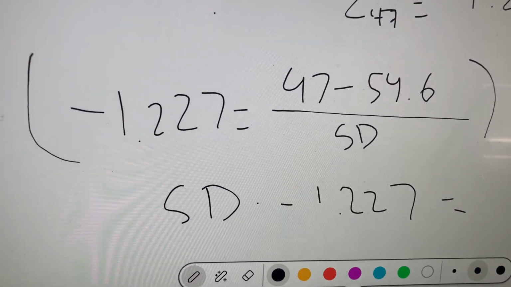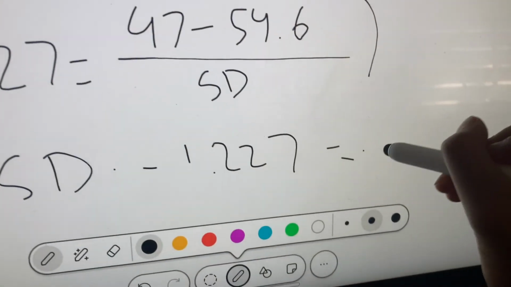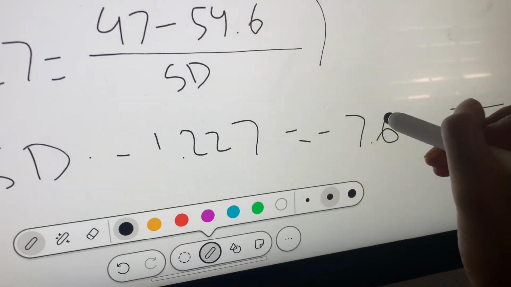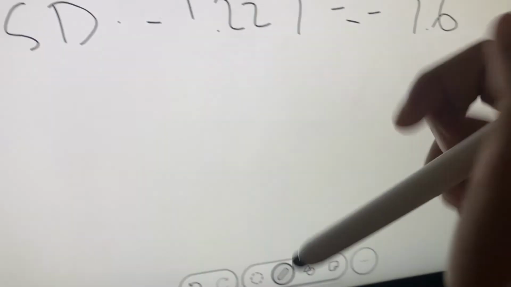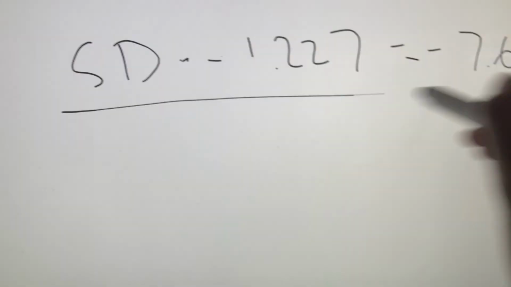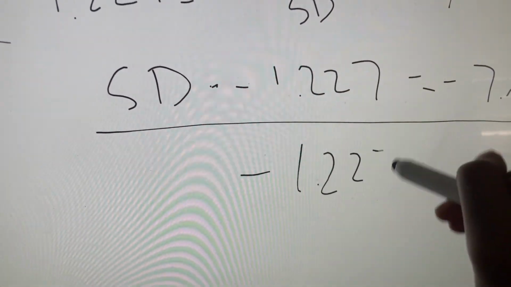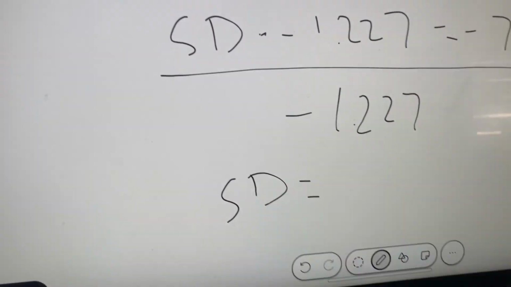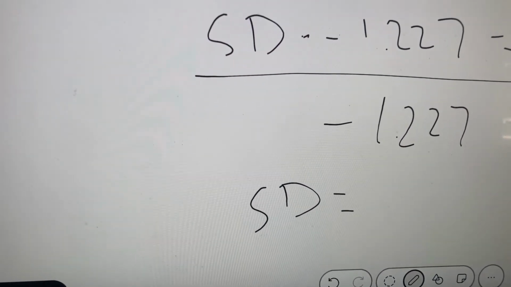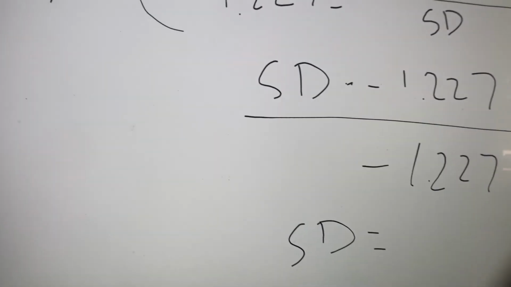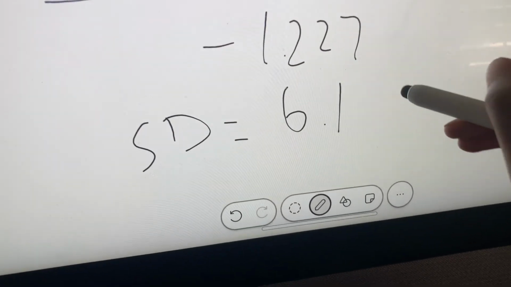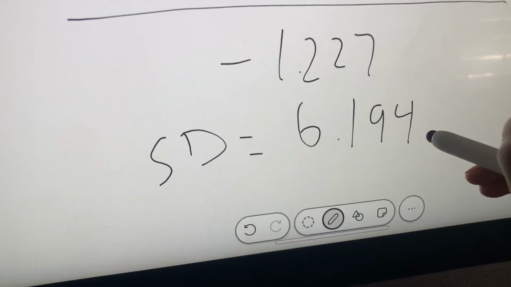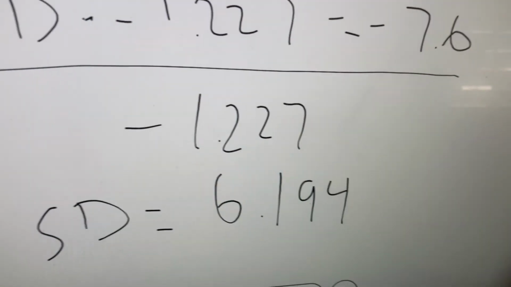equals 47 minus 54.6, which is negative 7.6. Then you divide both sides by negative 1.227, which leaves the standard deviation alone. The standard deviation is about 6.194. So now we can go back to normal CDF.